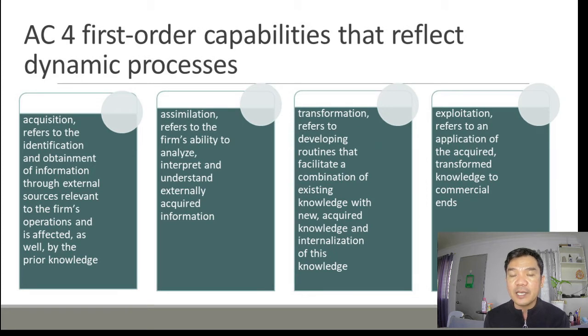And lastly is exploitation. This refers to an application of the acquired, transformed knowledge to commercial ends. That means this is already the implementing or deployment of the existing knowledge to the organization. Personally, I will just share my knowledge about dynamic capabilities.